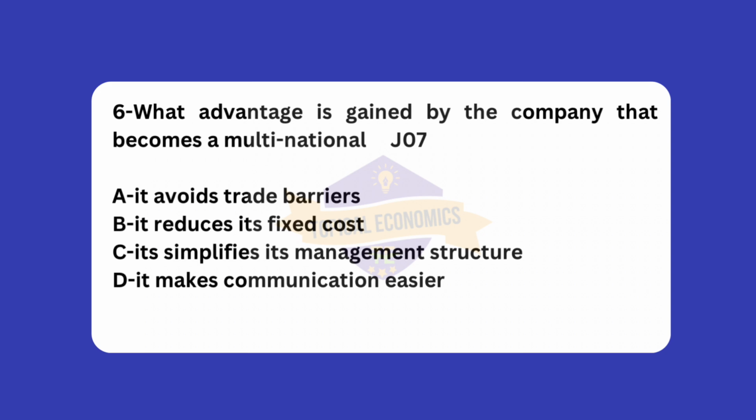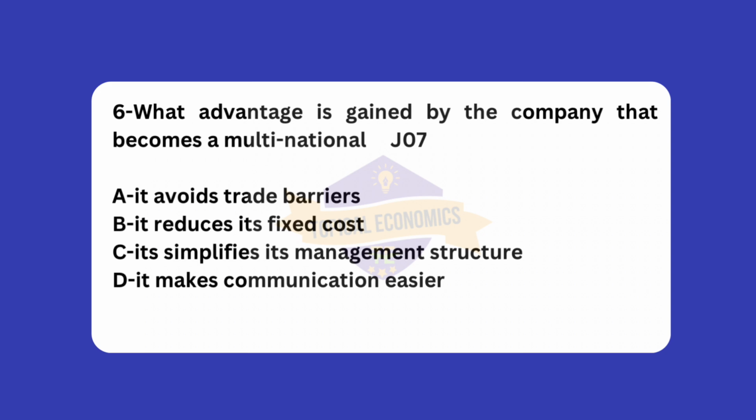Because by becoming a multinational company, a firm can operate in multiple countries, allowing it to bypass tariffs and quotas that might be imposed on goods imported from abroad. But let us look at the other options also that are given to us, and why they are not suitable for this answer. Option B, it reduces its fixed cost. Multinational companies can achieve economies of scale, but becoming multinational does not inherently reduce fixed costs.